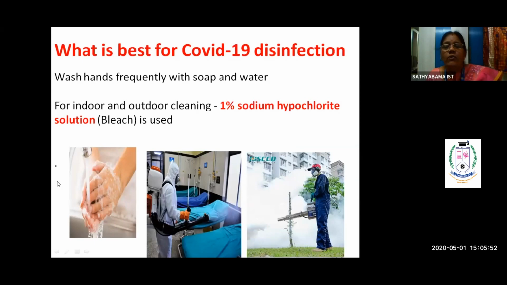What is best for COVID-19 infection? Because now we are battling the pandemic caused by COVID-19. Best is to wash hands frequently with soap and water. For indoor and outdoor cleaning, 1% sodium hypochlorite solution, that is bleach, is used. This is called fogging. Nowadays, wherever COVID positive cases are there, people in protective gear come and do this spray. What they are spraying is this 1% sodium hypochlorite solution, which has very good virucidal property.